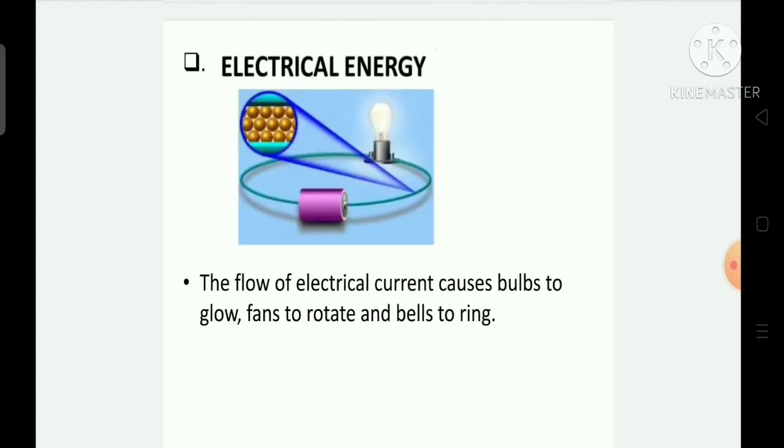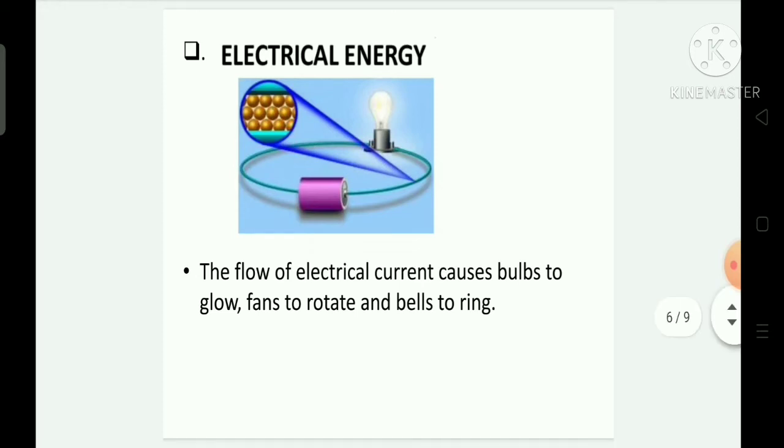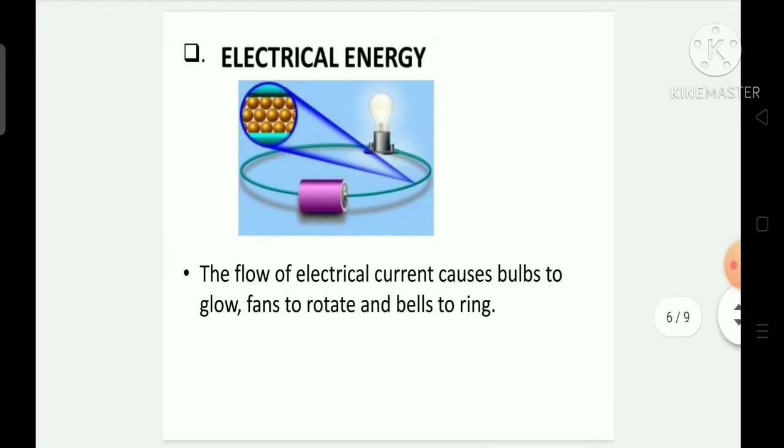And चलो, now another energy which is known as electrical energy, and that we already know. हमारे घर पे जो लाइट आती है, which is only because of electrical energy. The flow of electric current causes the bulb to glow, fan to rotate and bell to ring. यानी कि हमारे डोमेस्टिक, हमारे घर पे ही बात करें तो ट्यूबलाइट है, फैन है, टीवी है, रेफ्रिजरेटर है वगैरह में जो एनर्जी चाहिए, which is our electrical energy.